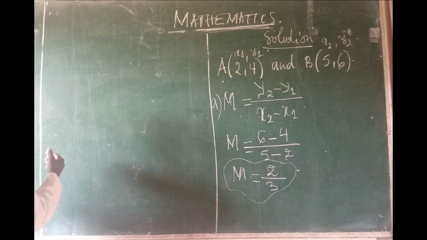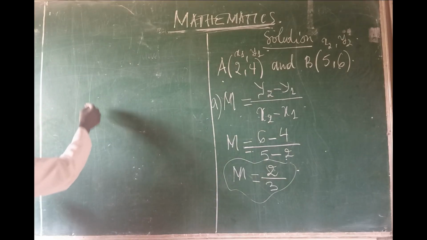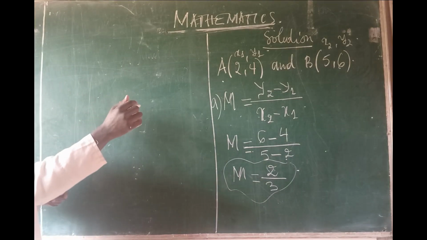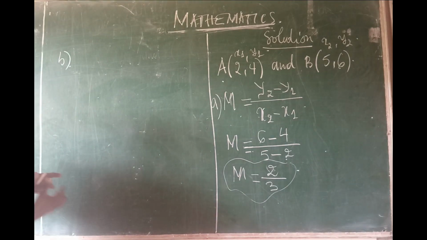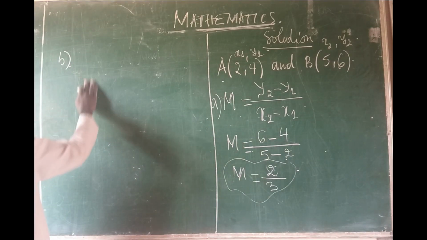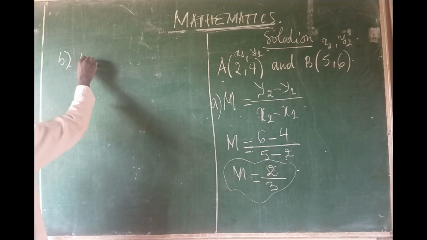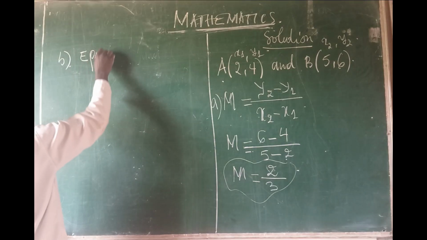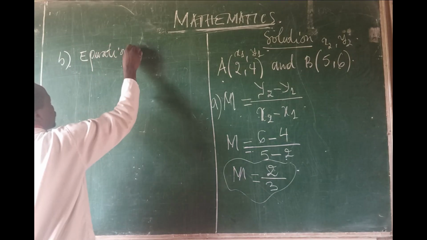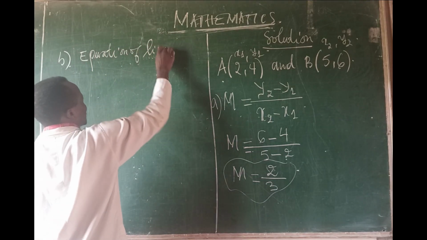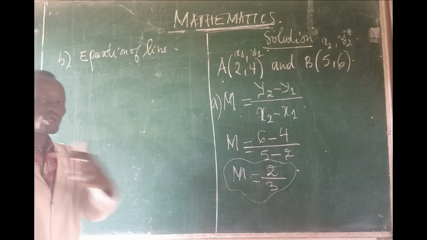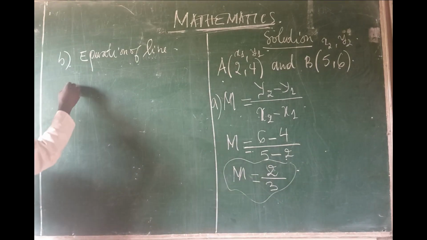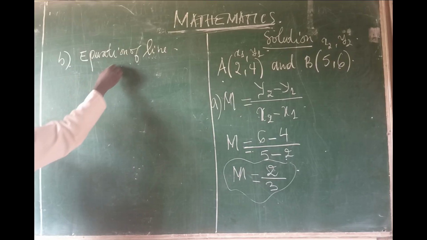You have to remember the questions that we were asked to find. Secondly, who can remind us? Yes, it was question B, the equation of the line. Right? The general form of the equation of a line, as I told you last time, is what I'm going to tell you.